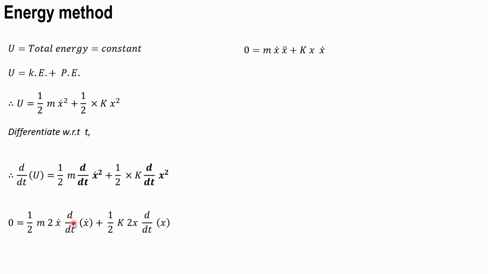m as it is, ẋ, the derivative of ẋ is ẍ. This 2 and this 2 will get cancelled. k x, dx by dt is nothing but ẋ. You can take ẋ common. If you take ẋ common from these two terms, then only mẍ plus kx will remain. This ẋ will cancel with this 0, because it is in multiplication. If it goes to the other side, it will be 0 upon ẋ, that is 0. So ultimately what we get is mẍ plus kx is equal to 0.